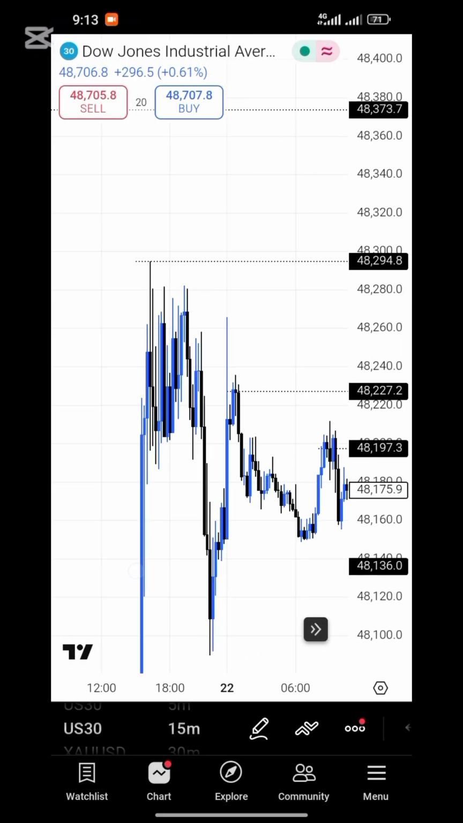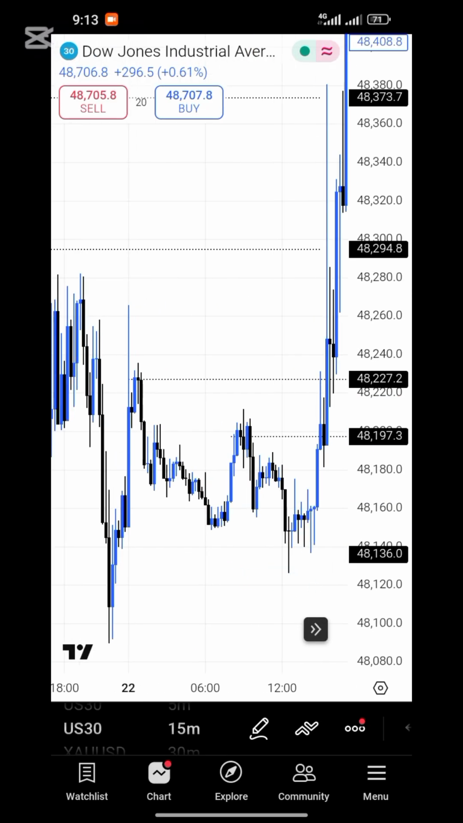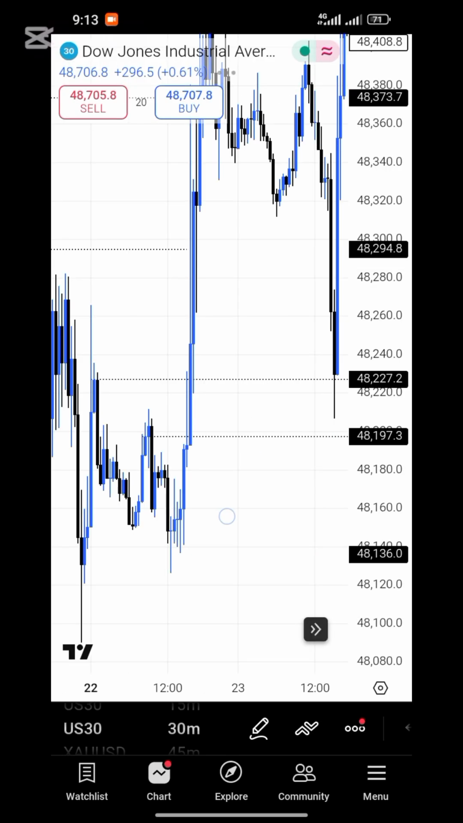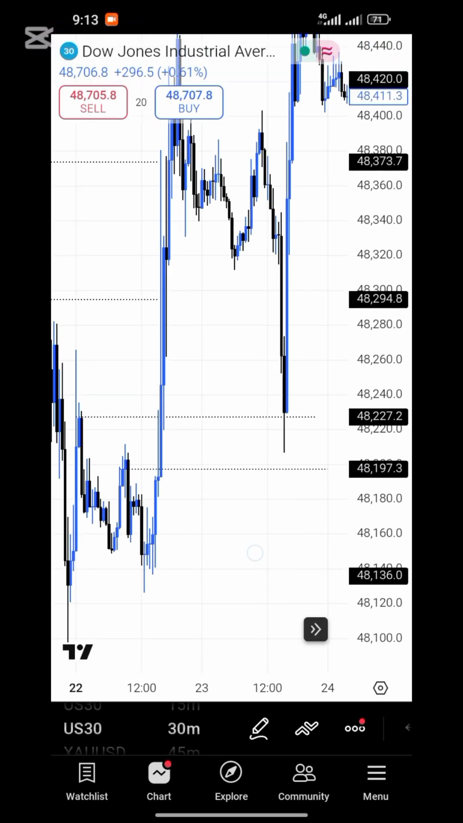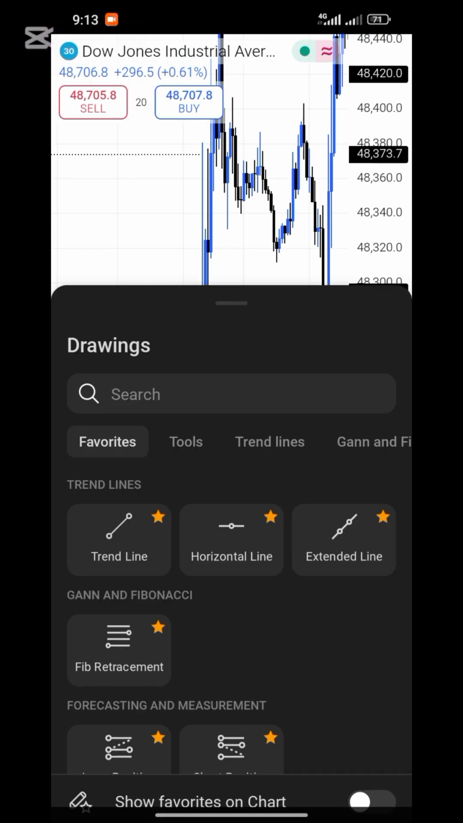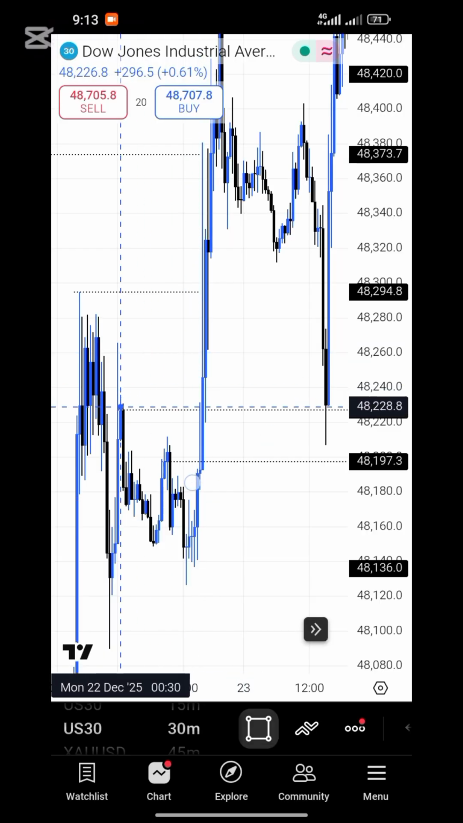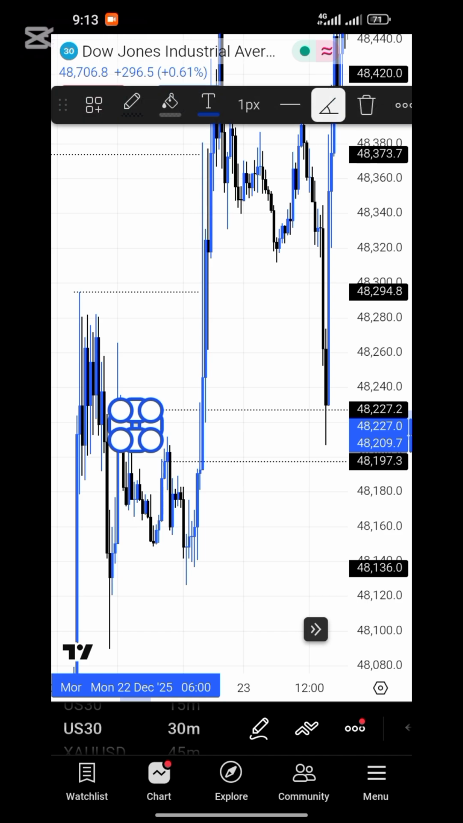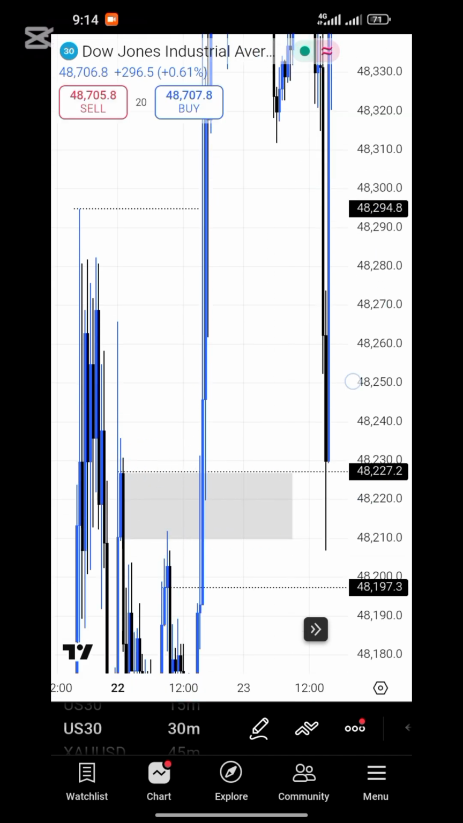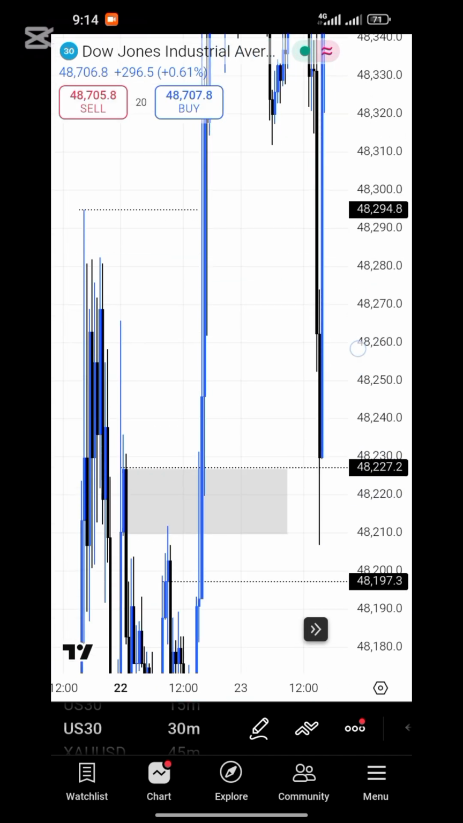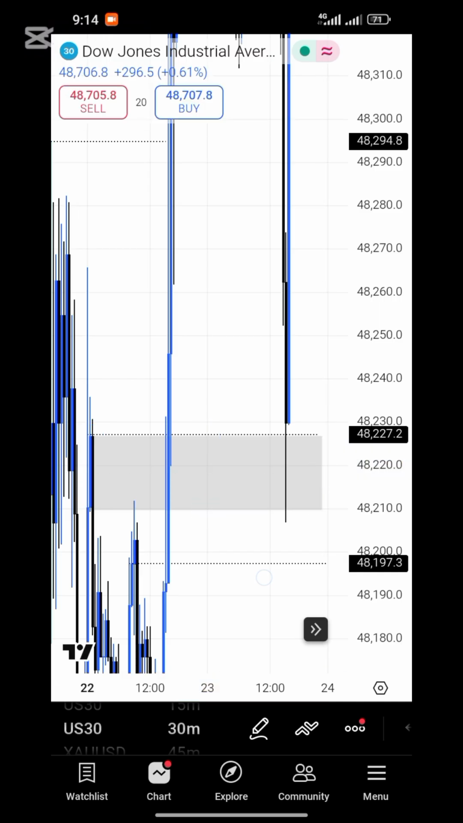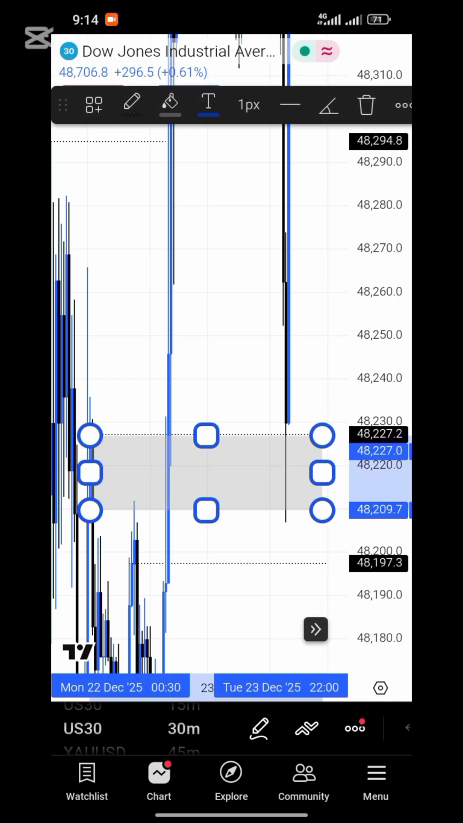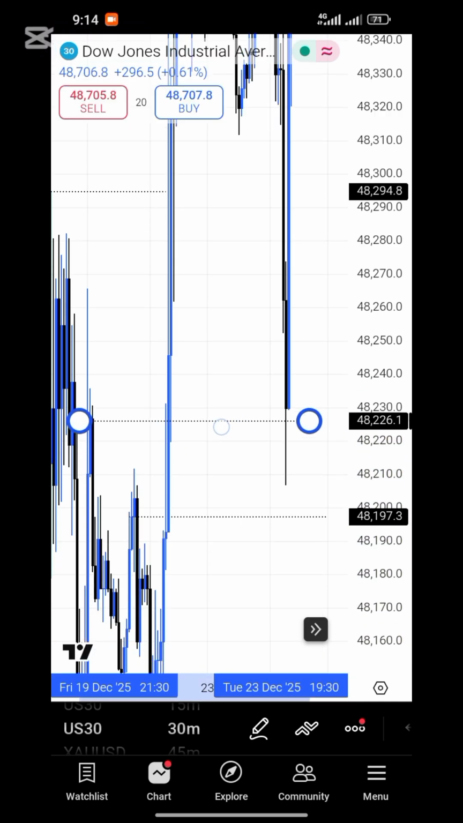I would like to see if I can find something clearer. Nothing clear on 15 minutes. 30 minutes. Okay, on 30 minutes, we are good here. This is a breaker block based on normal SMC. This is a breaker. This is a breaker block here. This is how normal SMC would mark it, and that's a breaker block. So from there, I marked it out.